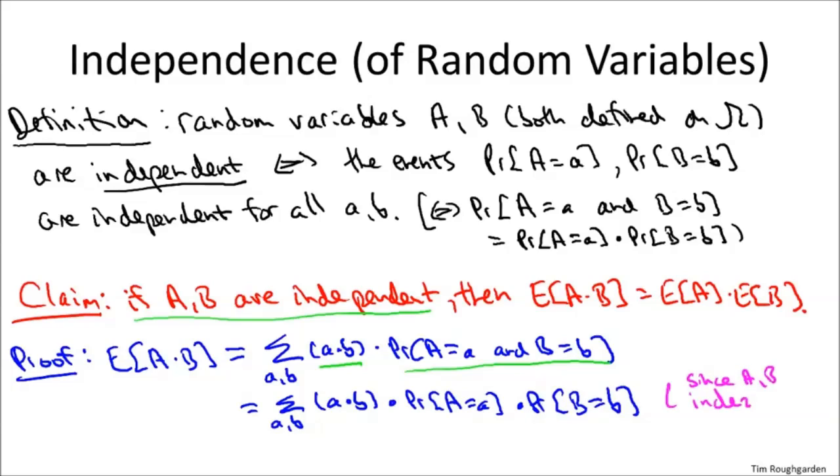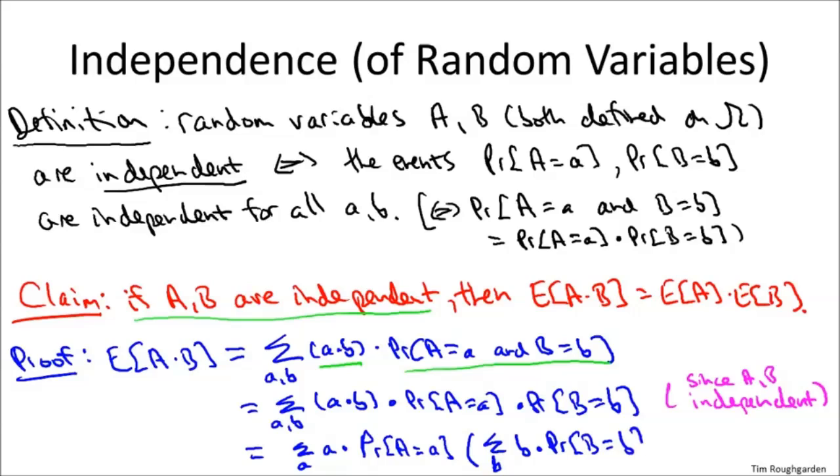So same sum over all possible joint values of a and b. Still have a times b, but now we have times the probability that A takes on the value a times the probability that B takes on the value b. So now we just need to regroup these terms. So let's first sum over a. Let's yank out all the terms that depend on little a. Notice none of those depend on little b, so we can yank it out in front of the sum over little b. So we have an a times the probability that big A takes on the value little a. And then the stuff that we haven't yanked out is this sum over b of b times the probability that capital B takes on the value little b.